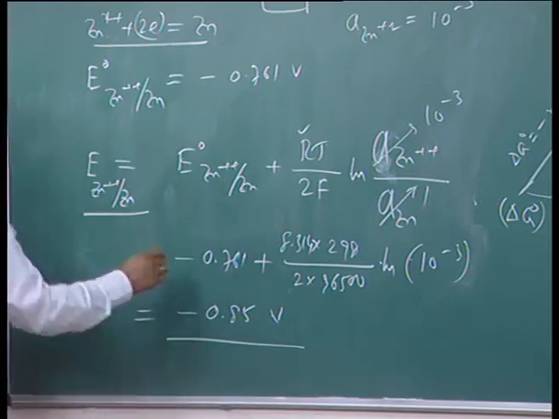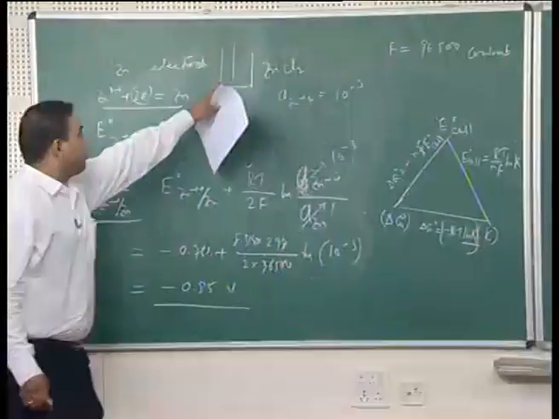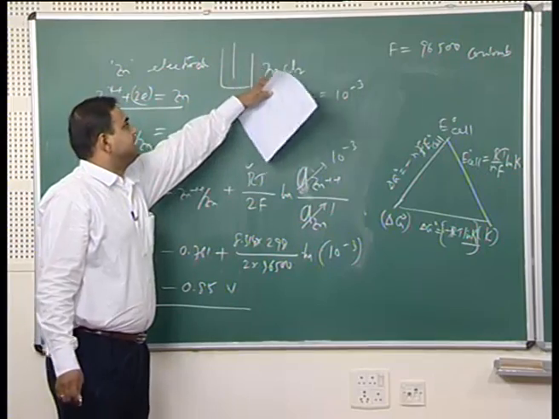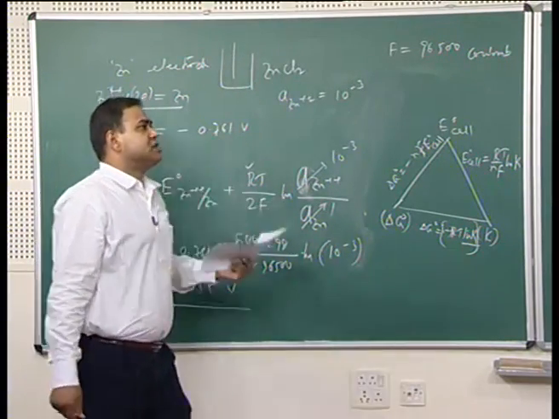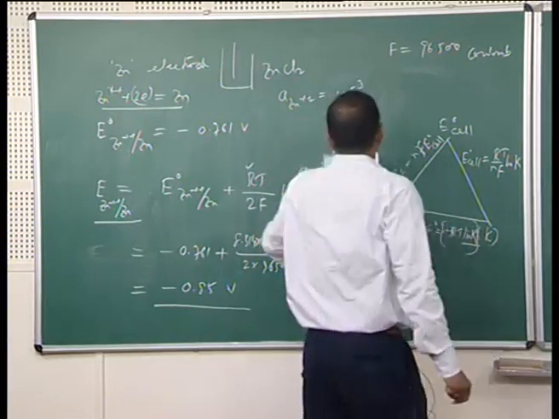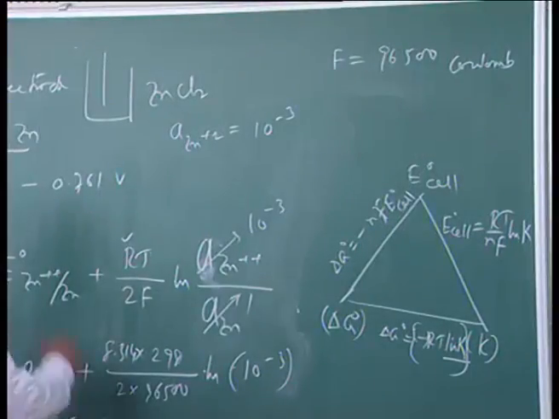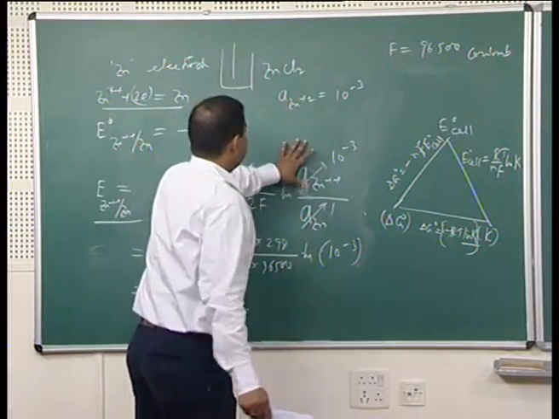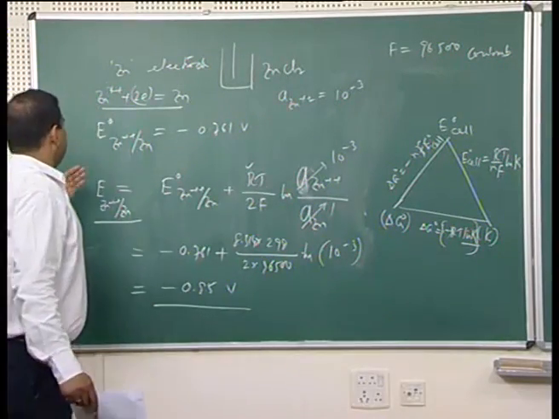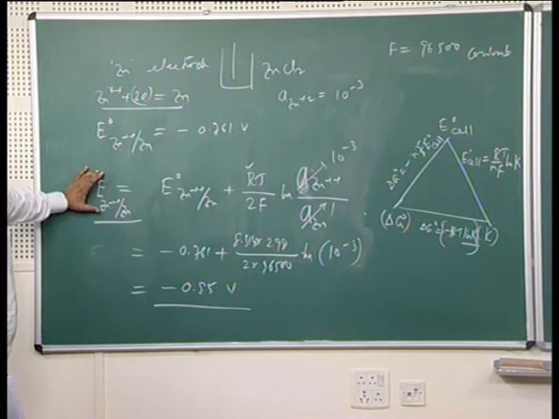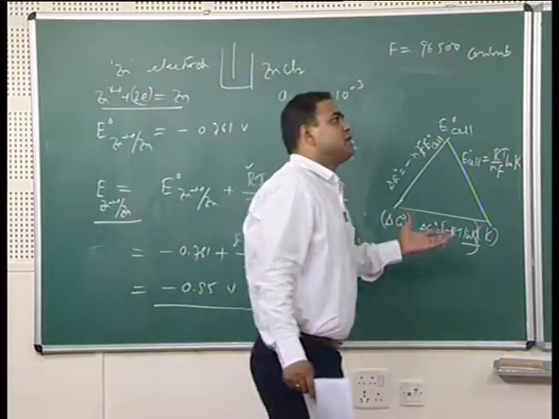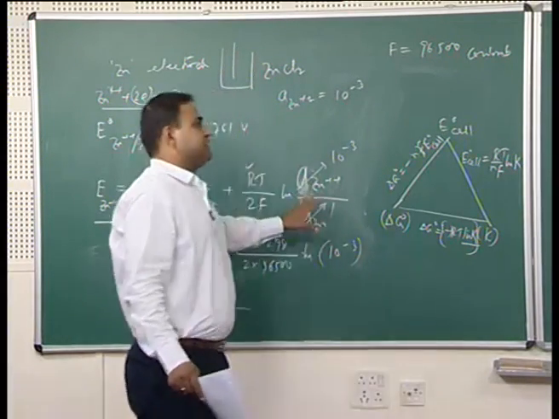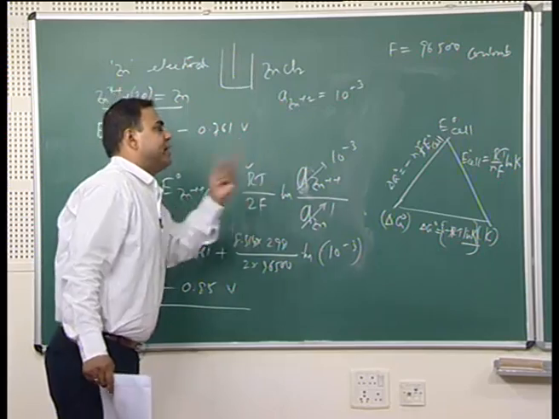So this is the voltage that would be developed on the electrode if you dip a zinc electrode in the zinc chloride solution where the zinc ion activity is 10 to the minus 3. This is one example. This way you can find out what would be the actual potential on the electrode if you are not at standard state, or if you are not maintaining the activity to be 1.